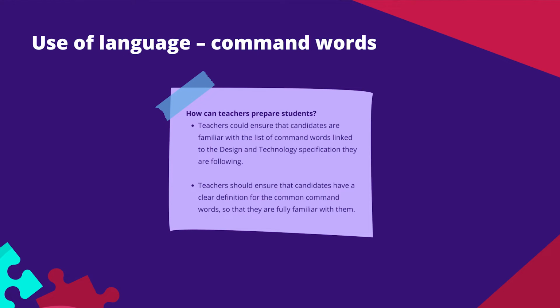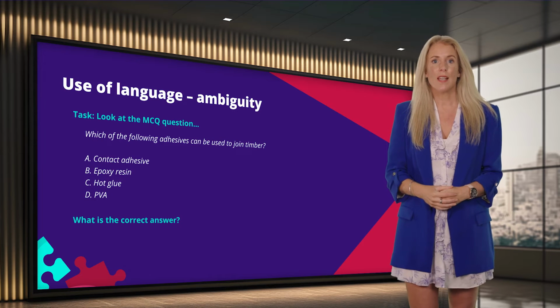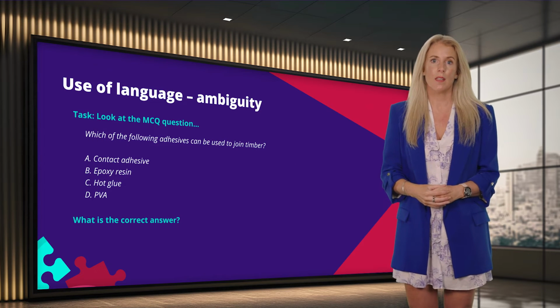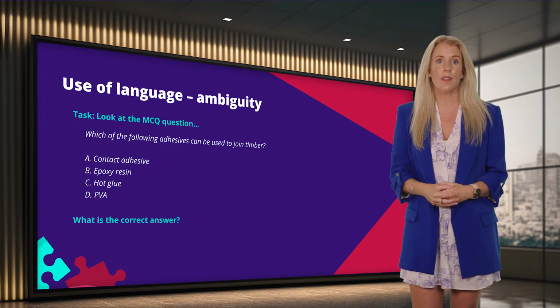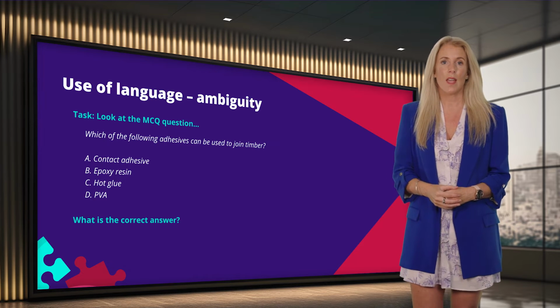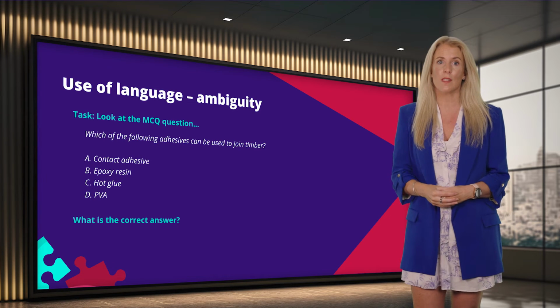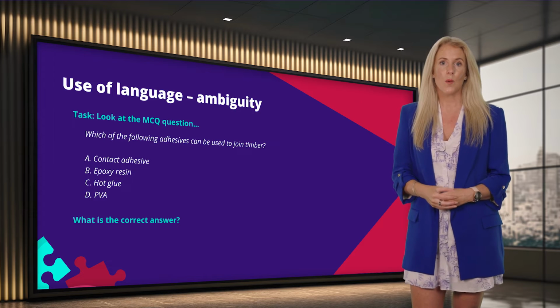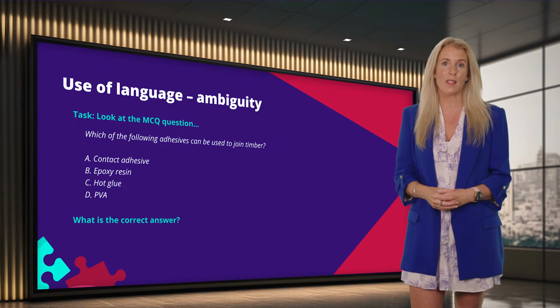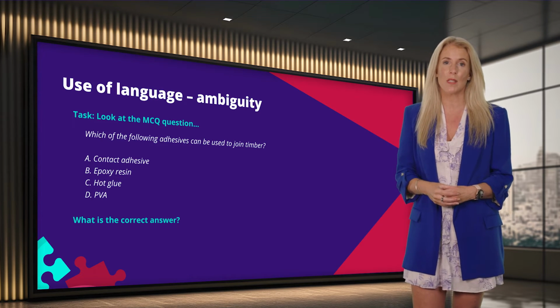Students need to be familiar with the list of D&T command words on the website. They need to have a clear definition for those common command words, and they need to be used to them. So when you write your own assessment materials, use the correct command words so that they can practice. So good assessment material avoids ambiguity. The use of language is a key area that can be problematic for students. It can be a barrier to success despite their understanding of the subject content. A question needs to be explicit in what it's asking and what knowledge and skills it's aiming to assess.